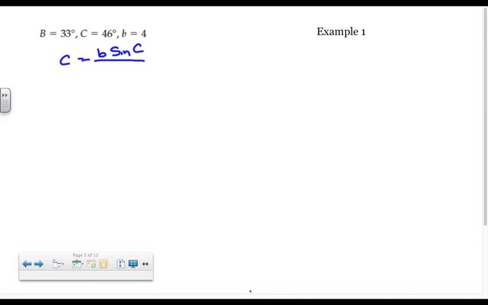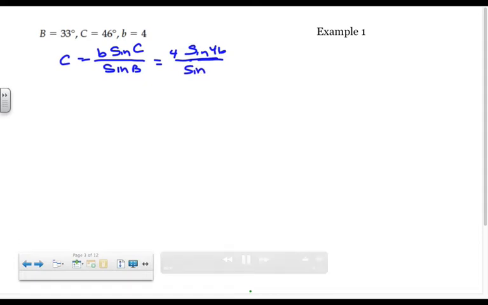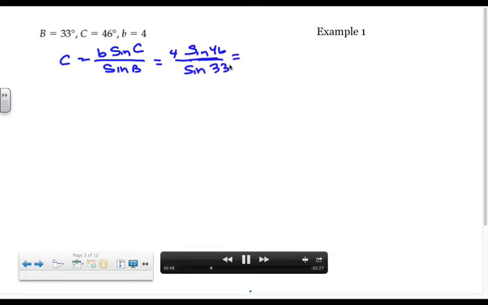Here's the deal with the formula. It's c over sine C equals b over sine B. So I simply rewrote it as b times sine C over sine B. And then I can solve for little c. So I get 4 times sine 46 over sine 33. Throw that all in a calculator and I end up with 5.3.